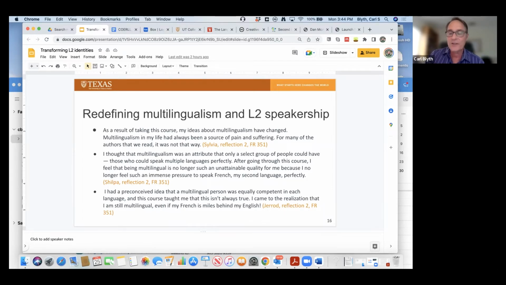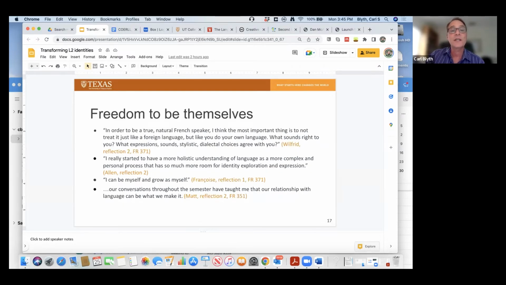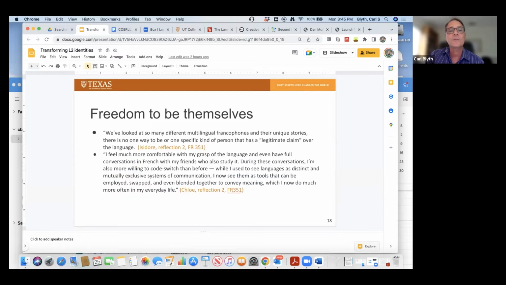Okay, so they basically thought that multilingualism meant being a balanced bilingual and having perfect competences in all languages that you speak. Not true. Many of our students commented about the notion of feeling free to be themselves in the second language and what it feels like to finally be liberated. Isidore, of course, these are all pseudonyms, by the way, writes, "We've looked at so many different multilingual francophones and their unique stories. There is no one way to be or one specific kind of person that has a legitimate claim over the language." And here, of course, they're picking up our own discourse, that of their professors, talking about language ownership and language legitimacy. But it did give them a metalanguage for talking about their own feelings towards the language.